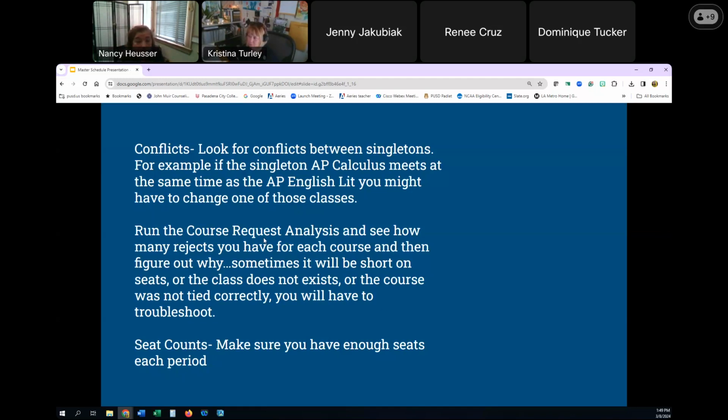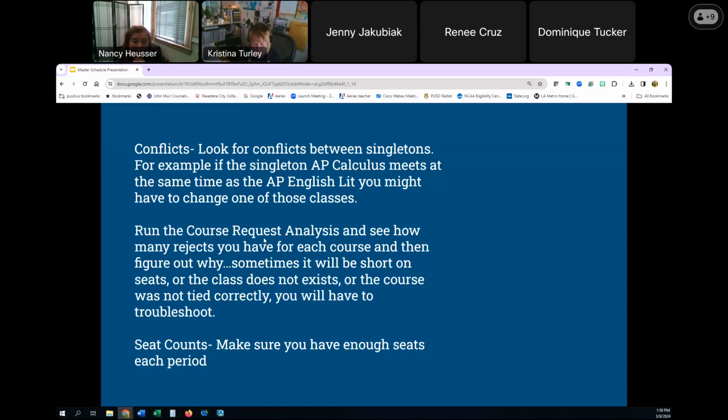Sometimes you'll have the course request analysis tell you that this will never work because that class does not exist. Let's say that you programmed kids into the band class, but you used the 8th grade number. If you use the 8th grade number, those kids will never be able to go in there because they're 10th graders. So you have to use the 9th through 12th grade number. It's really important that you're paying attention to your course numbers. And if courses are not tied correctly, so there's a lot of background work before you do it all, then you're going to have to troubleshoot and figure out what happened.